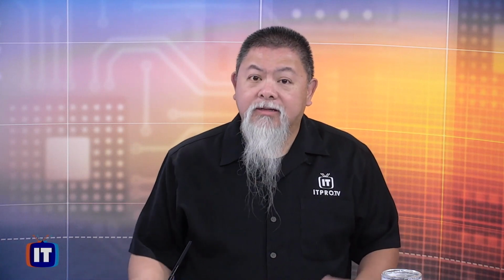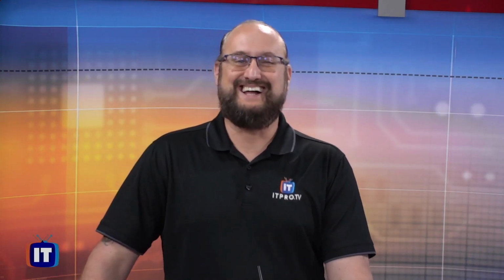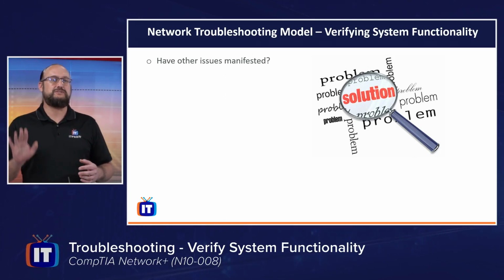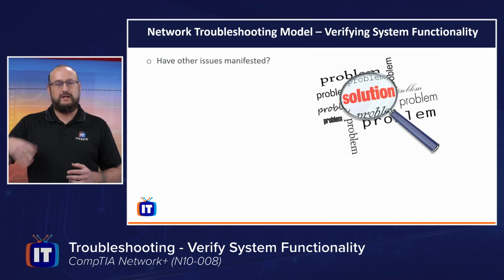So, Wes, even with these things in mind, once we actually get the changes implemented, there's other things that we need to look out for. What's an example of something else we might need to look out for? Oh, failure. Oh, yeah. And we've kind of hinted at it a little bit. We have to make sure that when we implement a solution and we're verifying system functionality, we might have fixed one problem, but have we introduced other issues into our network, into our environment?